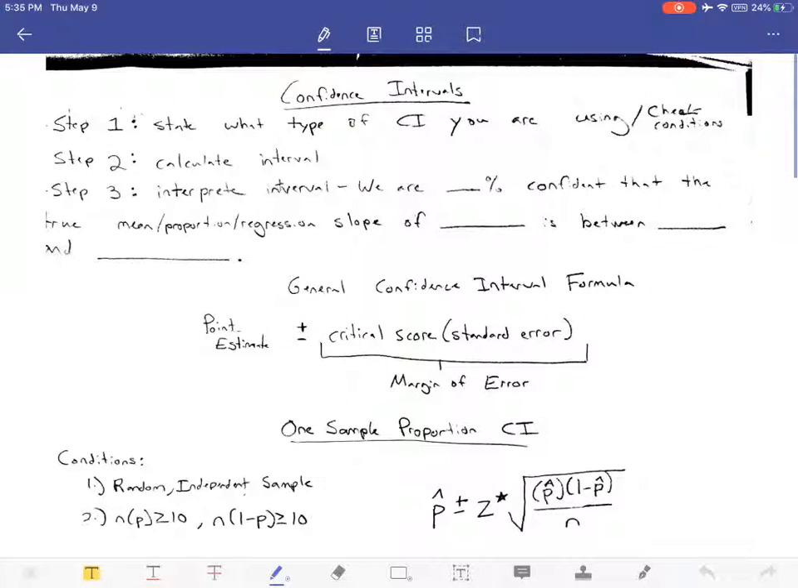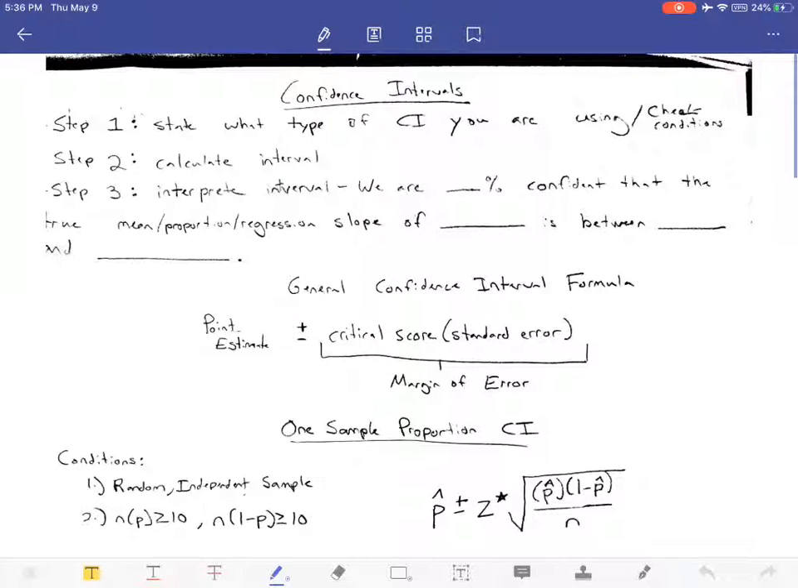And remember the way that we do that, we say we are blank percent confident that the true mean or true proportion or true regression slope, whatever type of interval we're dealing with. Then you want to include context. So insert the context of the question right there, is between blank and blank. This is going to be the low and high edge of your confidence interval.